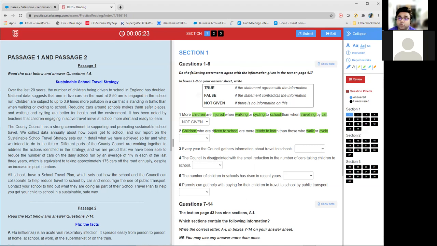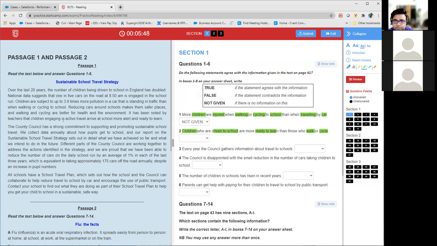Not given? No, it'll be false. Why? Because it talks about children being driven to school, and about walking or cycling, but doesn't mention that they'll be more willing to learn. It just says that walking and cycling are better for health and environment. As I had mentioned earlier, in case of false, something with this relevance will be mentioned in the passage, but it will not have the exact same meaning, and it might be incomplete.